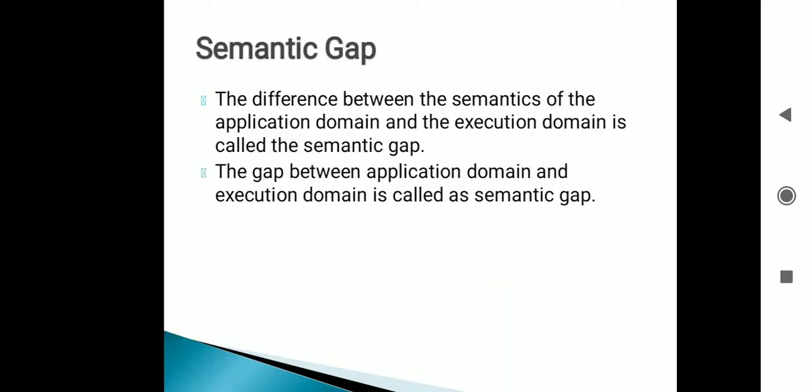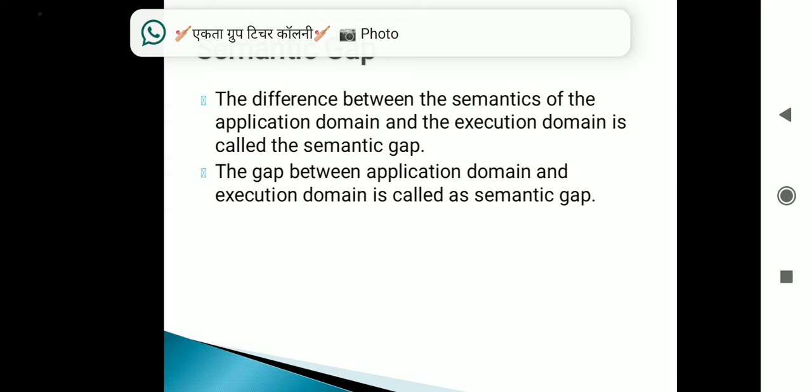First of all, what is semantic gap? The difference between the semantics of the application domain and the execution domain is called semantic gap. Semantic gap is nothing but the difference between the application domain and the execution domain.